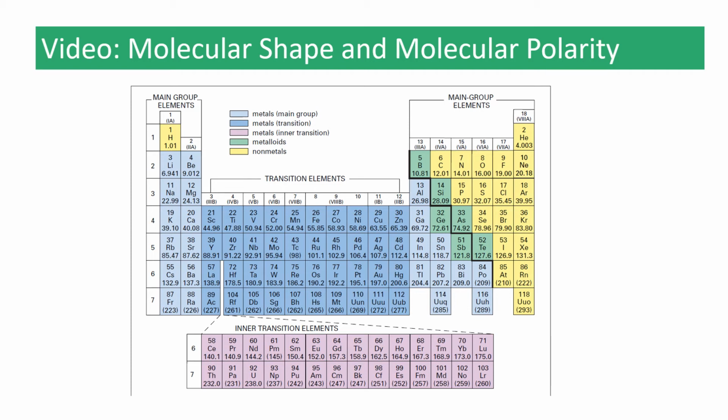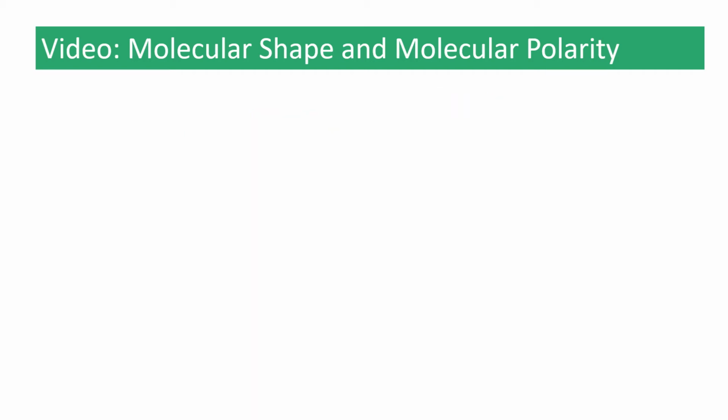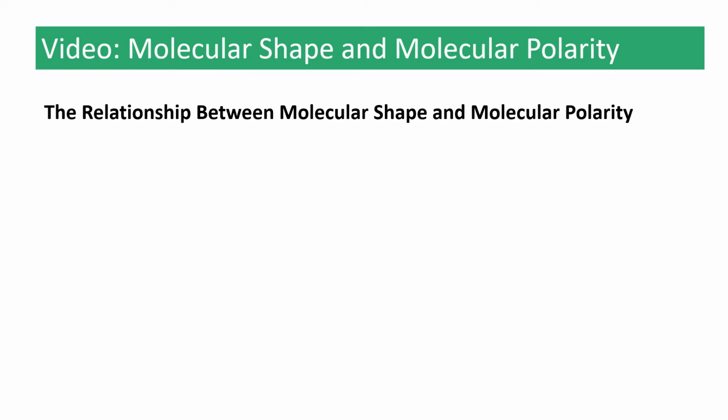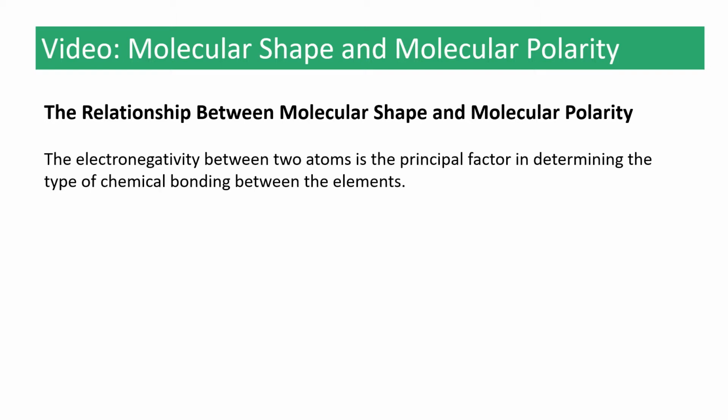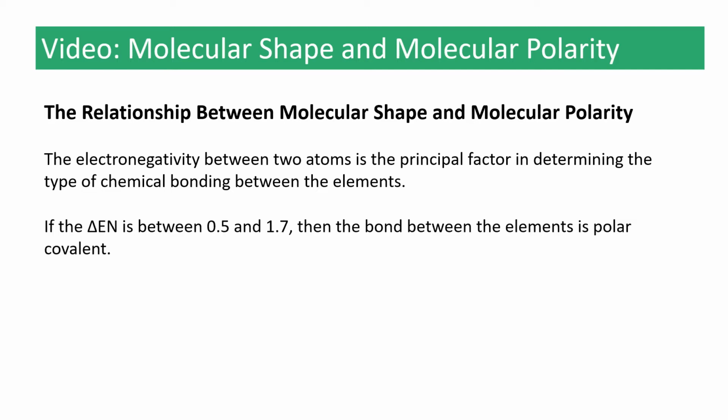Molecular shape and molecular polarity. The relationship between molecular shape and molecular polarity. The electronegativity between two atoms is the principal factor in determining the type of chemical bonding between the elements.